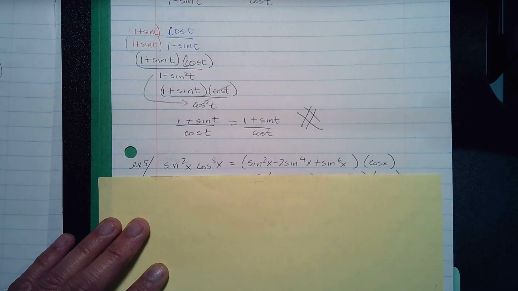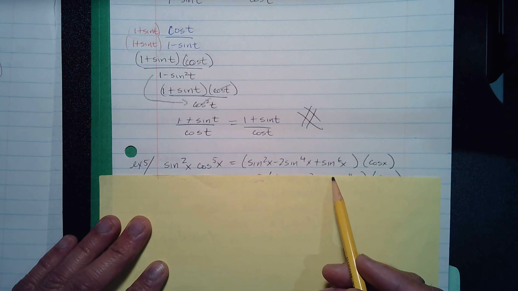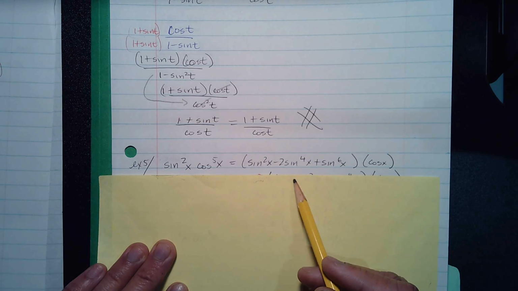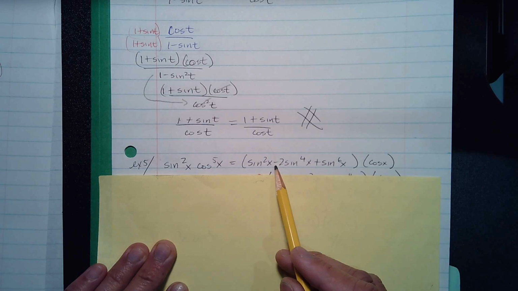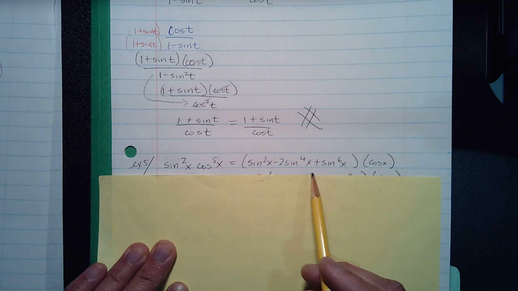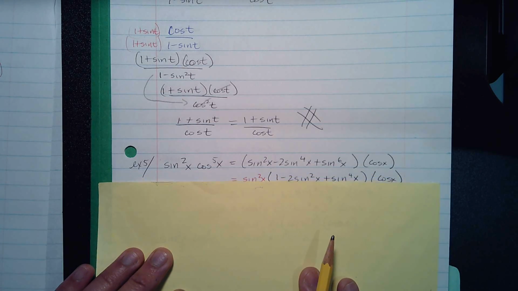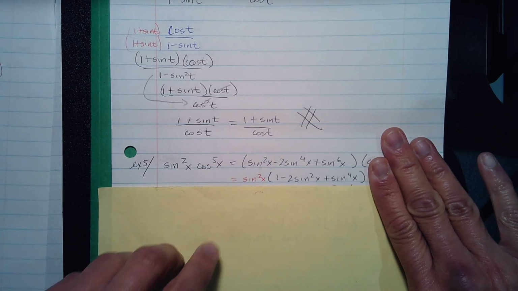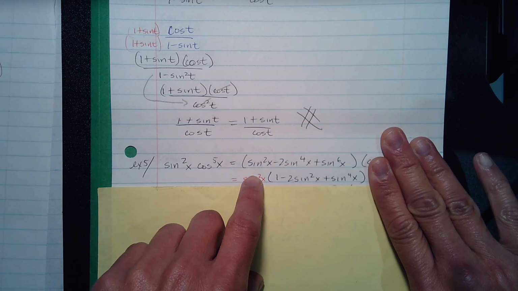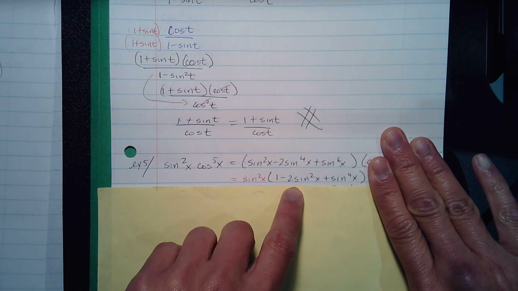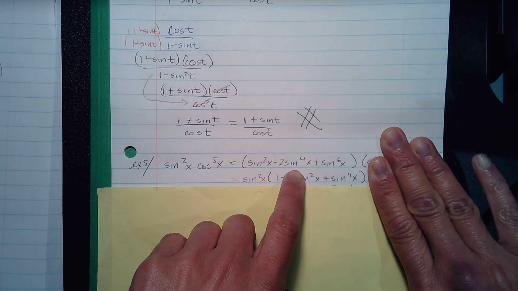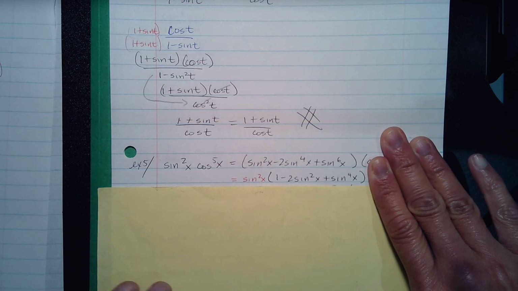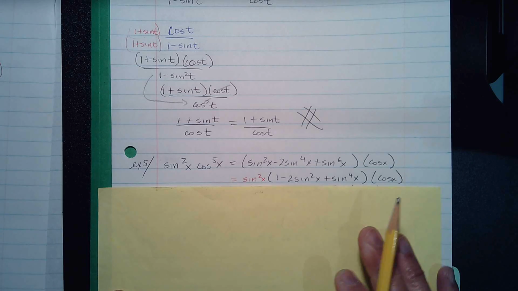Example 5. Definitely the right side is more complex than the left, so I'm going to start with the right. I notice here that we could factor a sine squared x from this. So I factor out a sine squared x. You could just focus on that. So what's left is 1. Sine squared times negative 2 sine squared is negative 2 sine to the 4th x. Sine squared times sine to the 4th is sine to the 6th. Bring everything down.